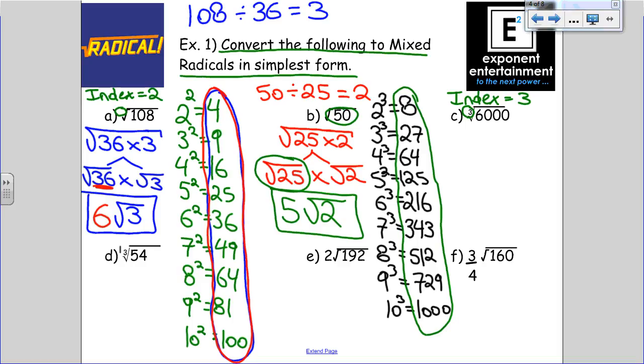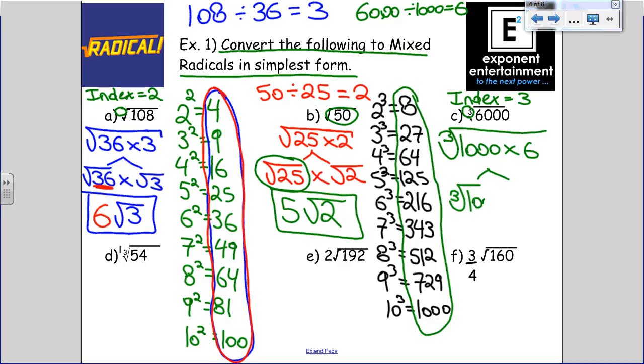So I can rewrite this as the cube root of 1,000 times 6. And the reason I'm doing that is because 6,000 divided by 1,000 equals 6. So that means 6,000 can be rewritten as 1,000 times 6. I can split that up. So now I have the cube root of 1,000 and the cube root of 6. The cube root of 1,000 is 10.